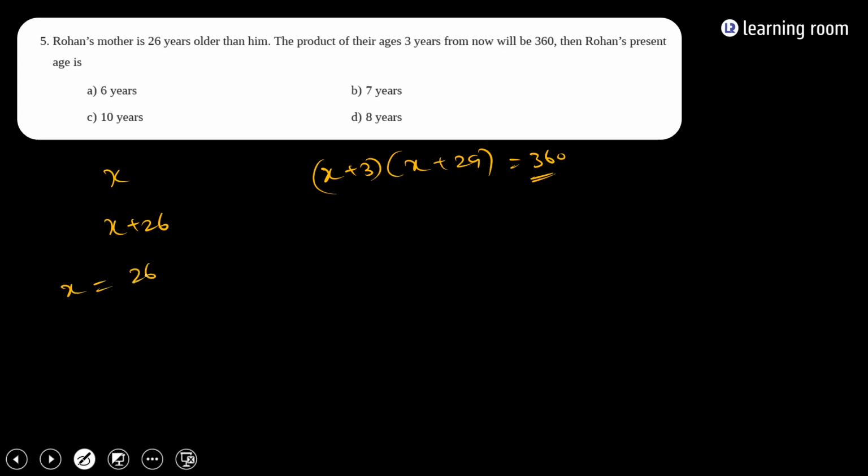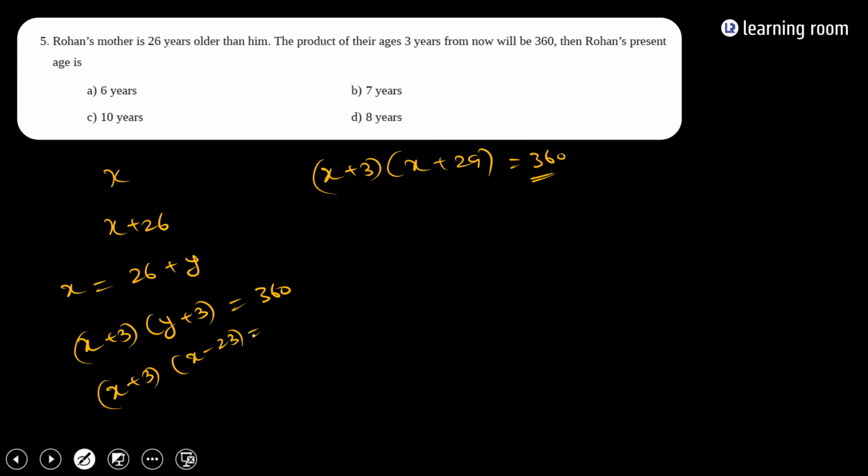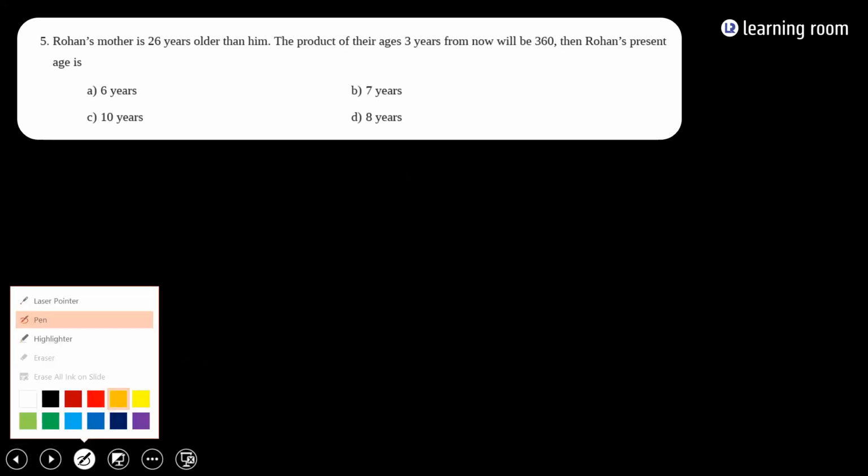So x is equal to 26 plus y. Okay, x plus 3 into y plus 3 is equal to 360. Is there any mistake? So x plus 3 into, this should also work actually. X minus 23. But there is a variation, I don't know why. This should not happen. We'll proceed with the textbook method itself.